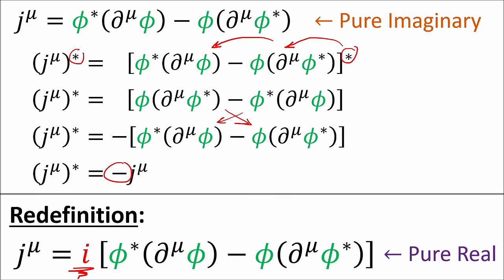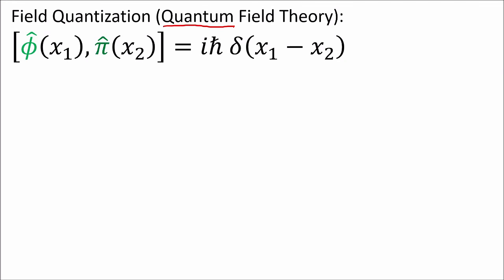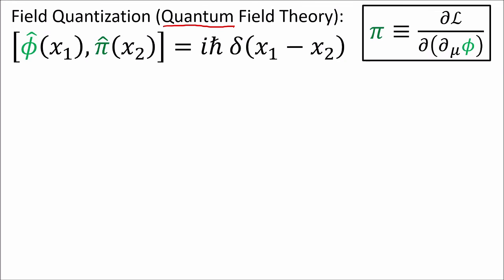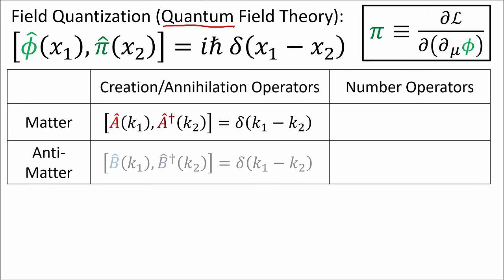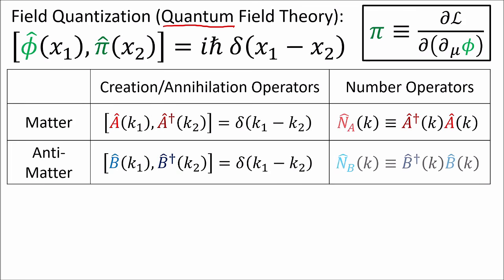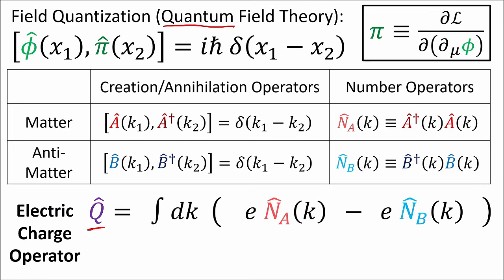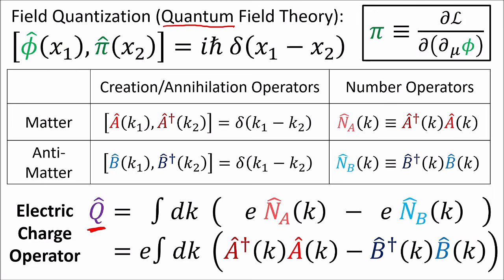Now, everything we've said so far is true in classical field theory, but let's jump ahead and take a quick look at quantum field theory, where the field functions become quantum operators. This will lead us to creation and annihilation operators for both matter and antimatter particles. There are also number operators for counting the number of matter and antimatter particles with a given wave number k. There is also an electric charge operator Q, which is related to the difference in the number of matter and antimatter particles, and this is conserved over time.